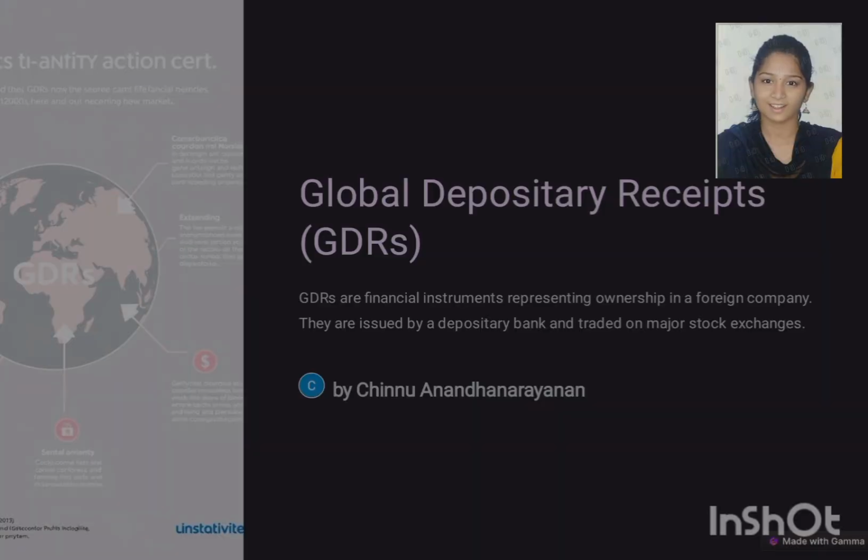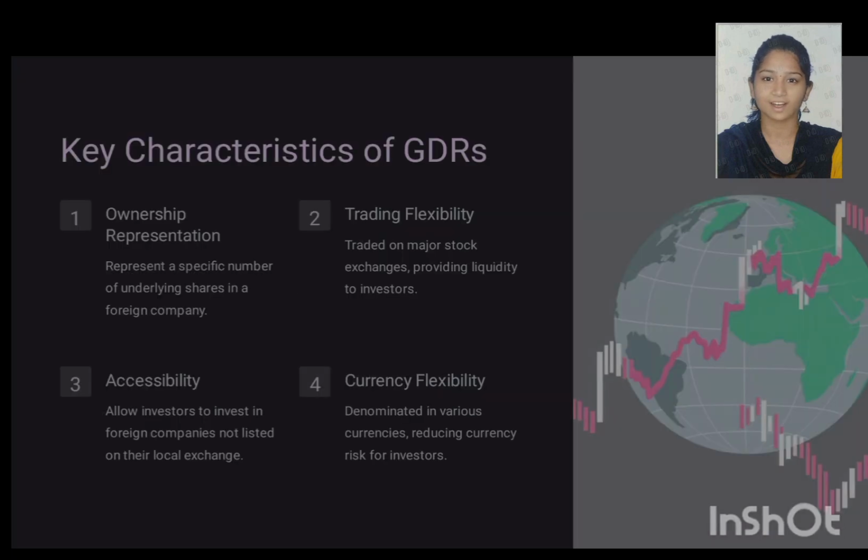What is GDR? That is Global Depository Receipts. Global depository receipts are financial instruments that represent ownership in a foreign company, and these receipts are issued by a depository bank and traded on the major stock exchanges. So there are some key characteristics for this GDR. First, it represents ownership. GDR represents a specific number of underlying shares in a foreign company, and second thing is trading flexibility.